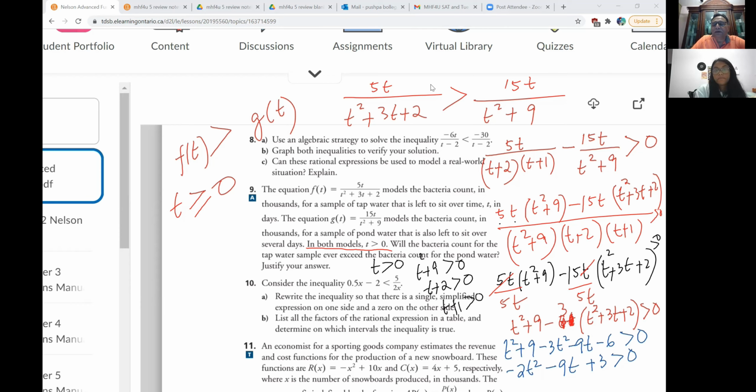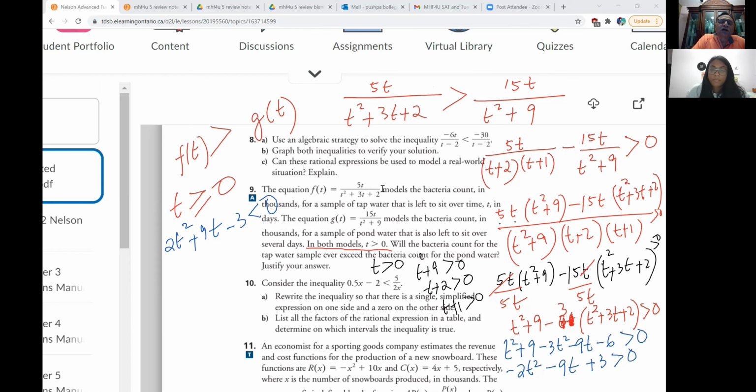If I multiply by negative, I have 2t squared, since I want to keep the leading coefficient positive, plus 9t minus 3 less than 0. Is this clear to you? So we multiplied by negative, or you can take the terms to the other side to make the leading coefficient positive. Is it okay?